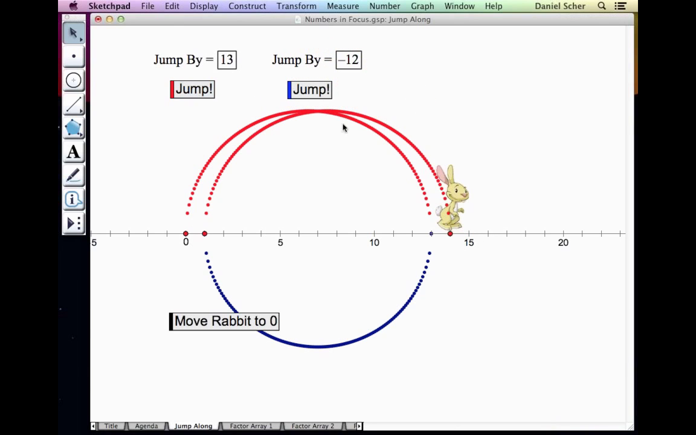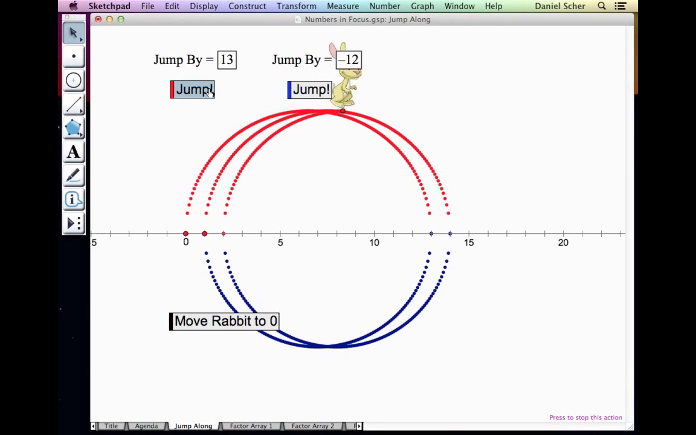Another idea, of course, is to set this jump by value equal to minus 1 and jump from, say, 13 back to 1, and then jump by 13 again. So there are a number of different ways this could be solved. Okay, let's look at perhaps one more challenge.